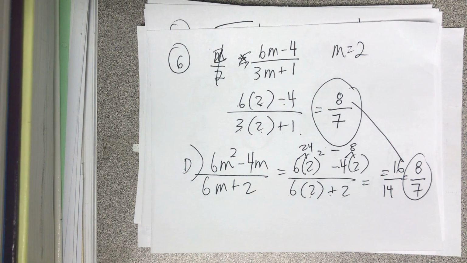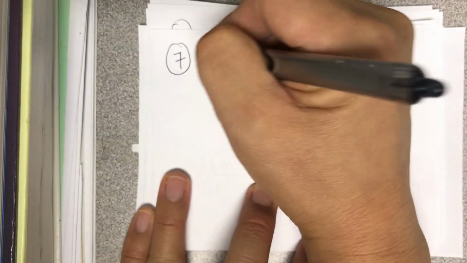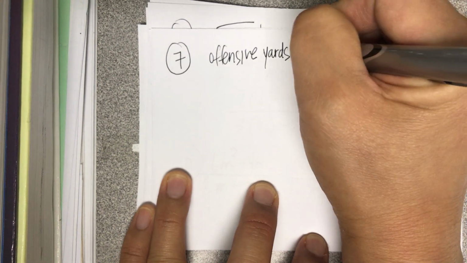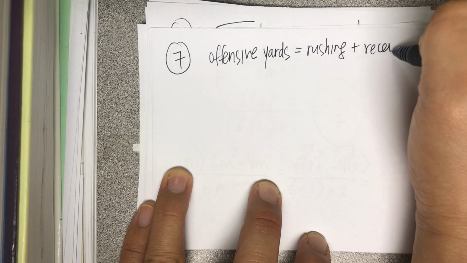Okay, and the last question here is number 7. It says here, in football, a player's statistic for offensive yards is the sum of his rushing yards and his receiving yards. Okay, so I don't know football, so I'm just going to take some notes, okay? Offensive yards equal rushing plus receiving.